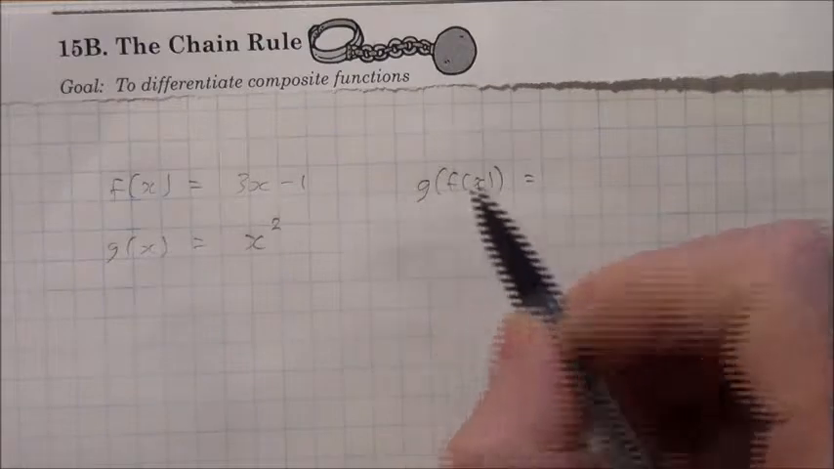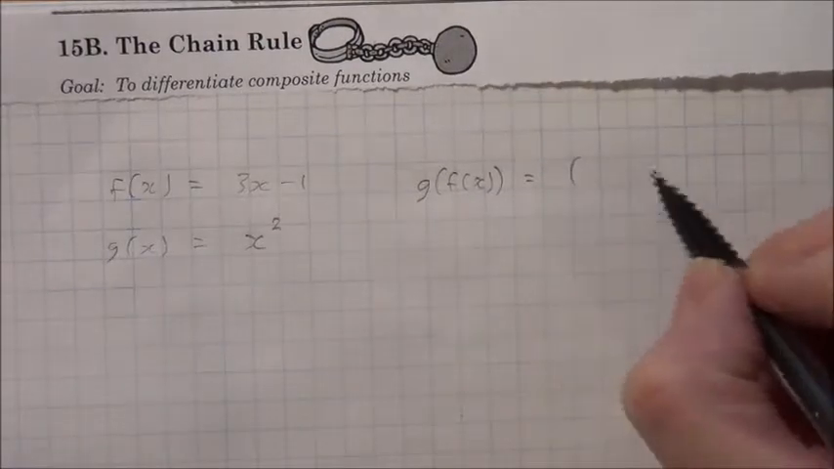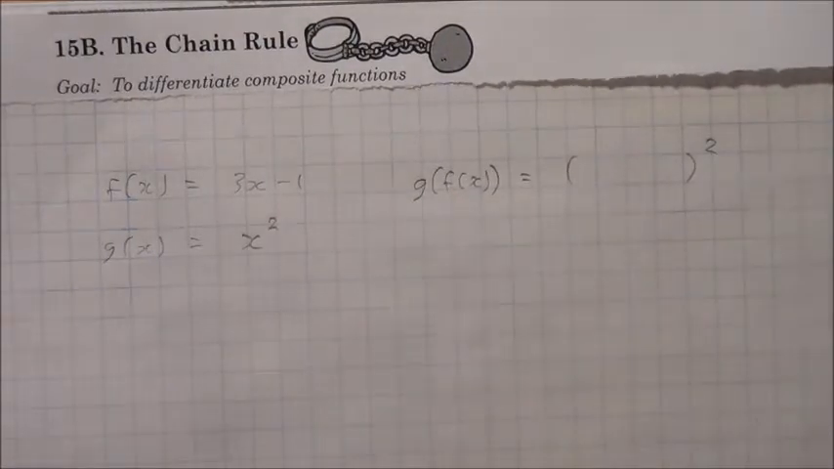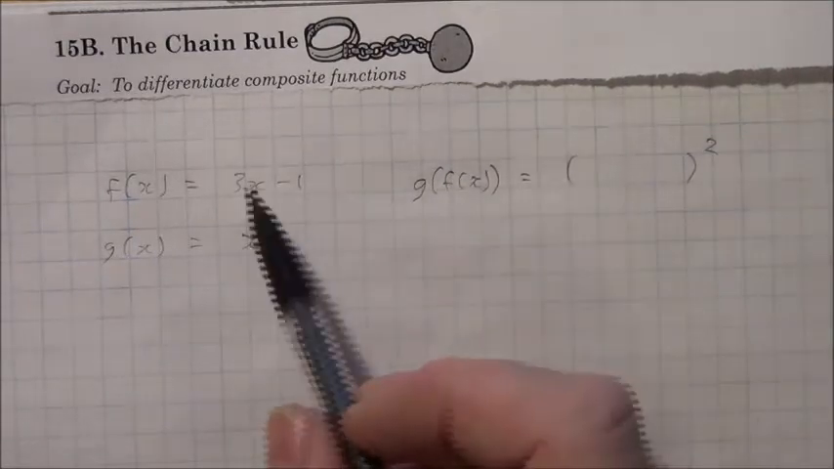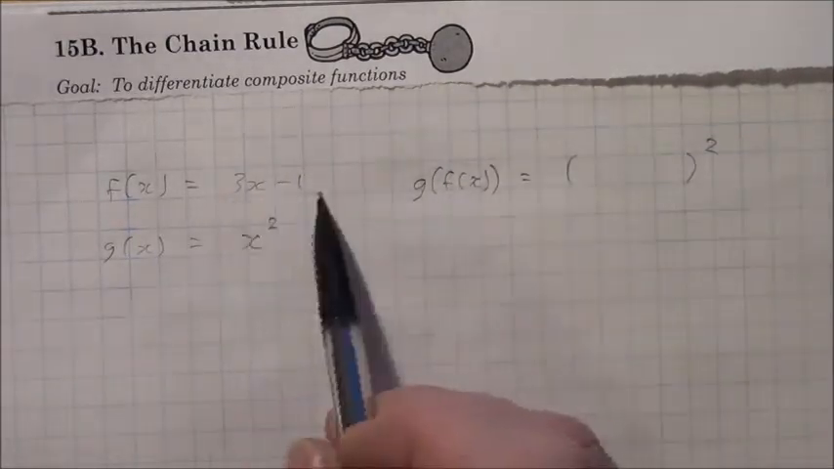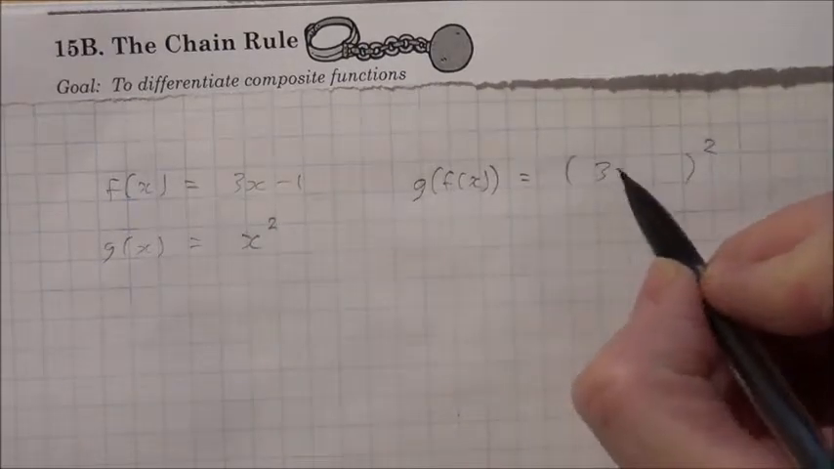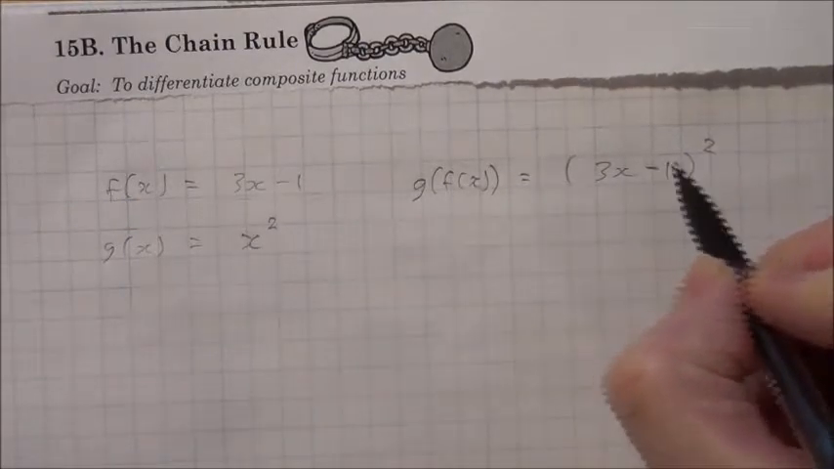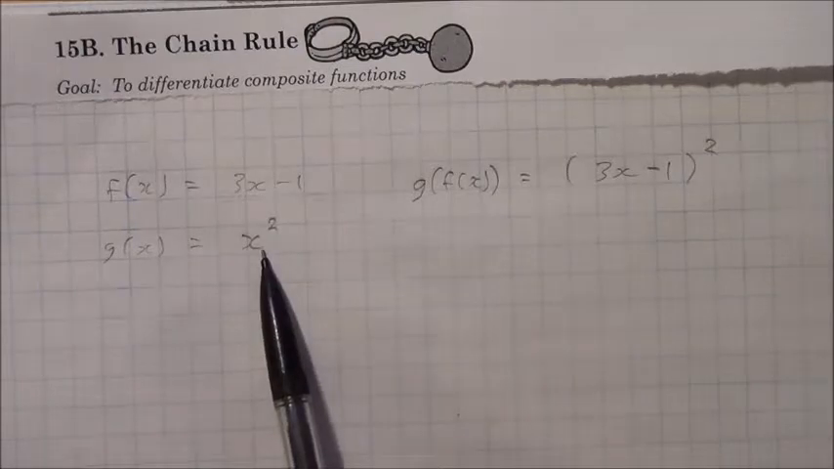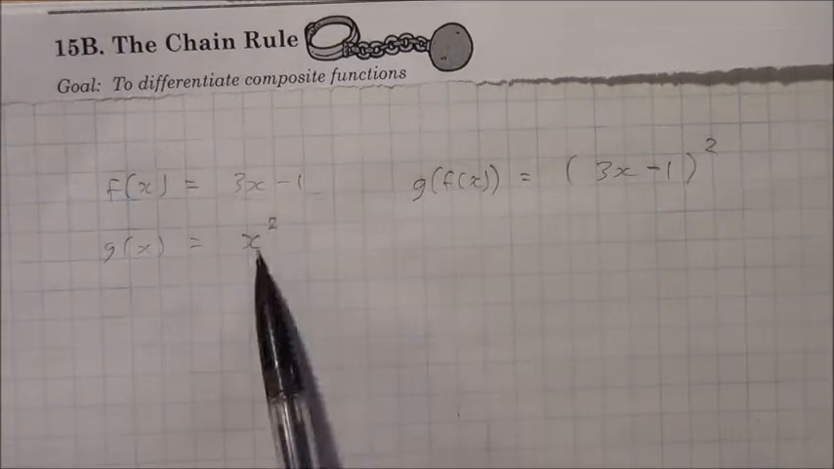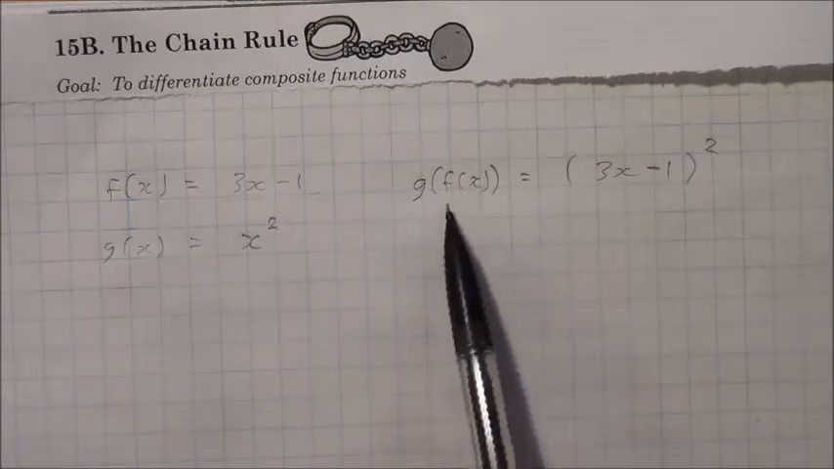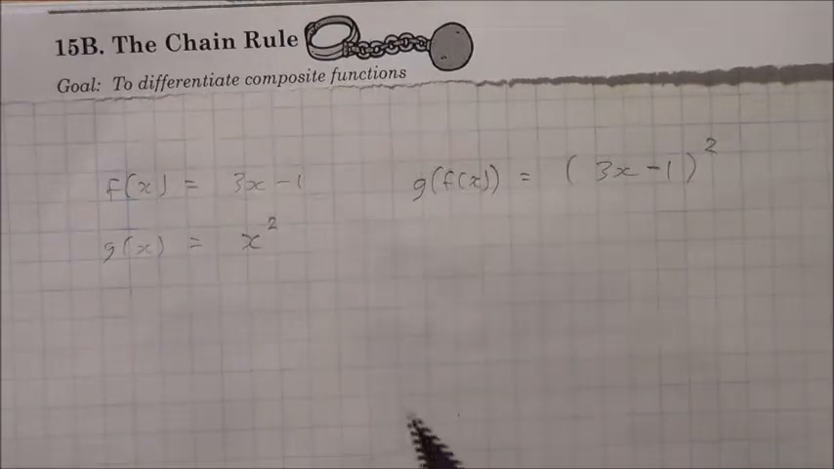So g of x is the main function on the outside, and then f of x goes in wherever the x is in g of x. So 3x minus 1 goes in where the x was in g of x. Because g of x is x squared, then (3x minus 1) all squared is the composite function g of f of x.